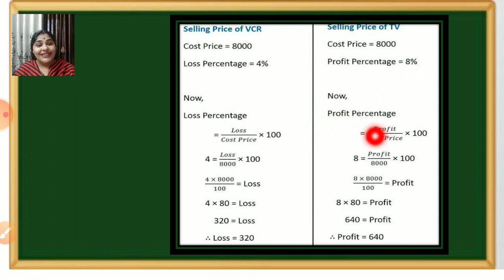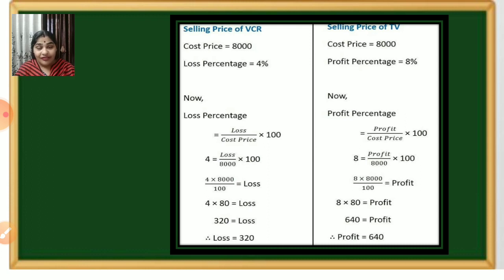Profit percentage is equal to profit upon CP multiplied by 100. Substitute the given things, children. 8 is equal to profit, we don't know, so we'll keep it as it is, profit upon 8,000 multiplied by 100. Again here CP, that is cost price, we will take of TV, not the total cost price, children. So 8 into 8,000 upon 100 is equal to profit. So after solving this, we will get a profit of 640 rupees.